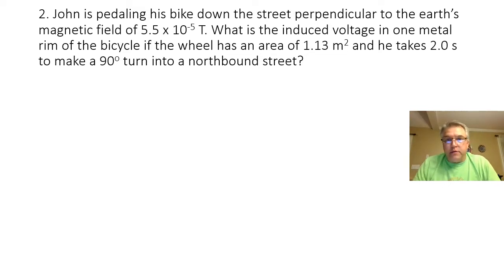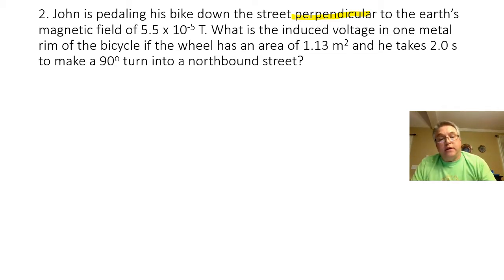A couple of things I want to point out before we look at the math for this problem. We know that after he takes his 90-degree turn, he's going on a northbound street. So we can presume that before that, he was traveling either east or west. That's important because if he's going perpendicular, and this is a key word right here, he's traveling perpendicular to the Earth's magnetic field, he's going to have the maximum number of magnetic field lines passing through the rim of his bicycle, which means that his magnetic flux is going to be at its maximum value.